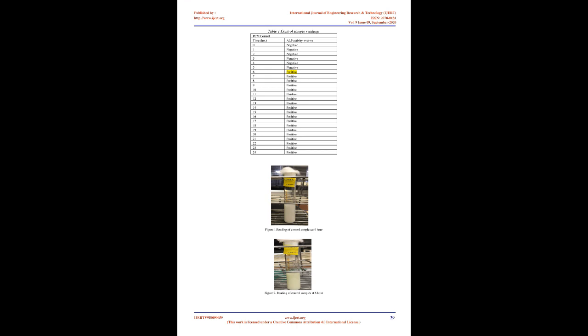Table 1. Control sample readings. PCM control. Time in hours, ALP activity positive/negative. 0, negative. 1, negative. 2.